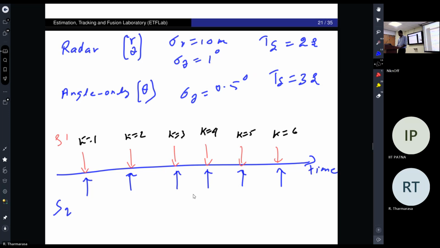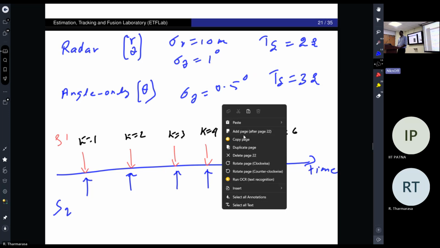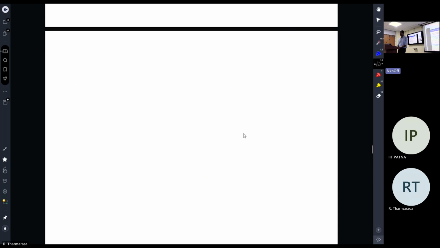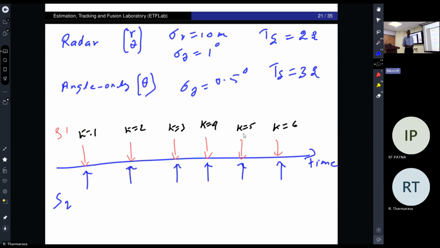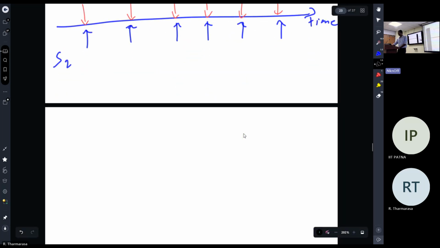Now, I'm going to talk about the general case. This is a kind of ideal situation. Usually, you won't have a situation like this. So what is sequential and parallel? I will explain. Okay. Now, if you consider this radar and angle sensor, the sampling times are 2 seconds and 3 seconds. In that case, if you plot on the same axis again, time.